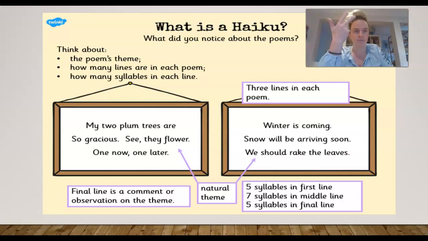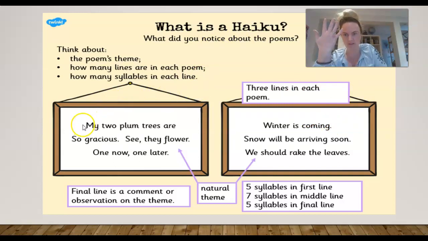Coming. So I've tried the humming method. 1, 2. Coming has 5. So altogether, that first line has 5 syllables. So this haiku here, the first line, has 5 syllables.